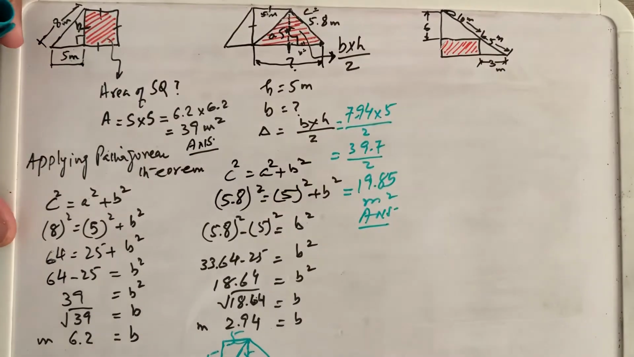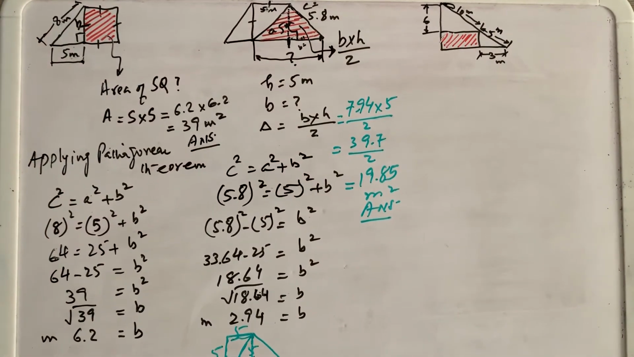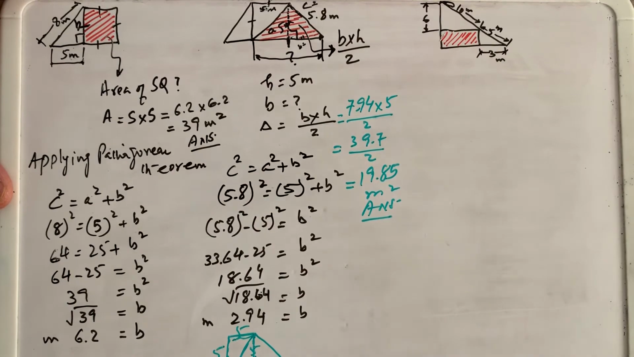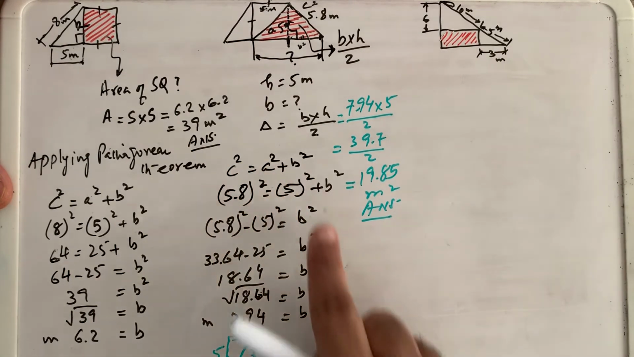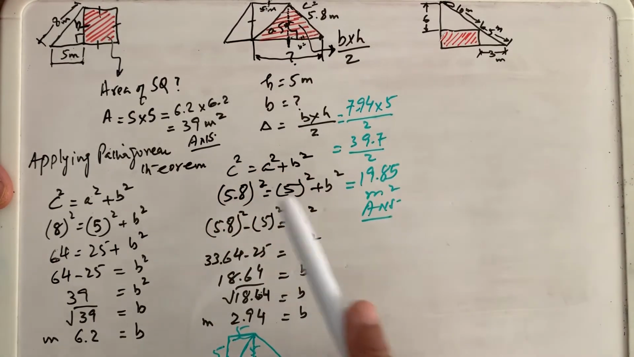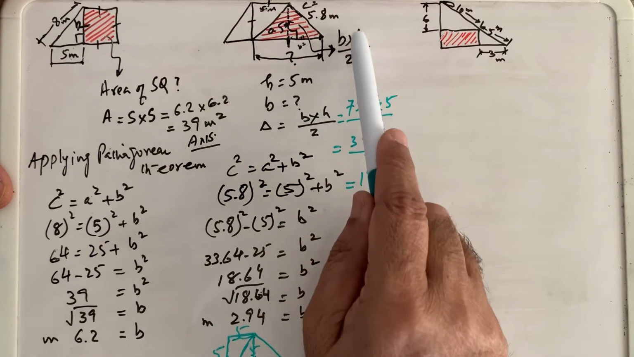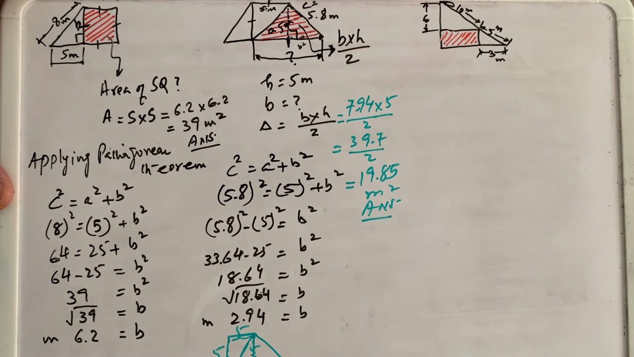So this is just an application of the Pythagorean theorem, where the figure was given and the unknown side had to be found with the Pythagorean theorem. Then we add those two sides to get the base, and then we use the formula base times height divided by 2.